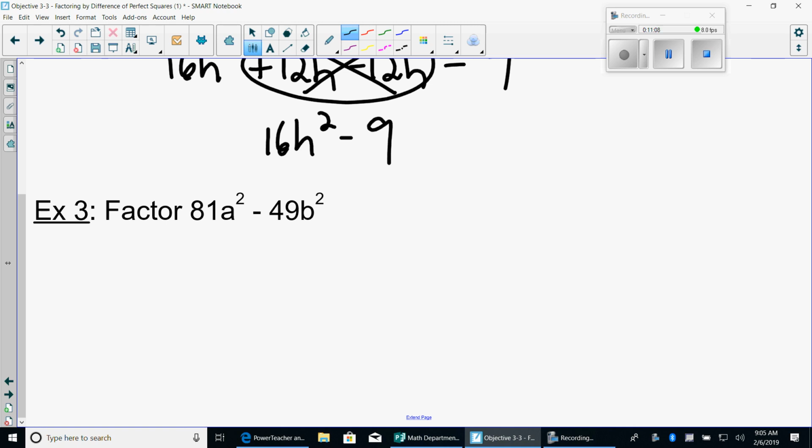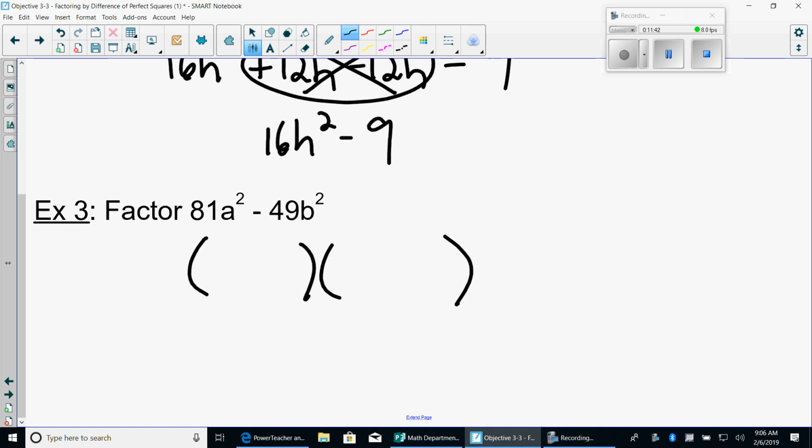All right, let's go down to number 3. What's different about it? Bigger numbers and double variables. Is it a big deal? No. Is it a difference of two perfect squares? Is 81a squared perfect? What would it be? 9a and 9a. Is 49b squared perfect? What would it be? 7b and 7b. So it's no big deal. Some people think factoring is really difficult. It's not.